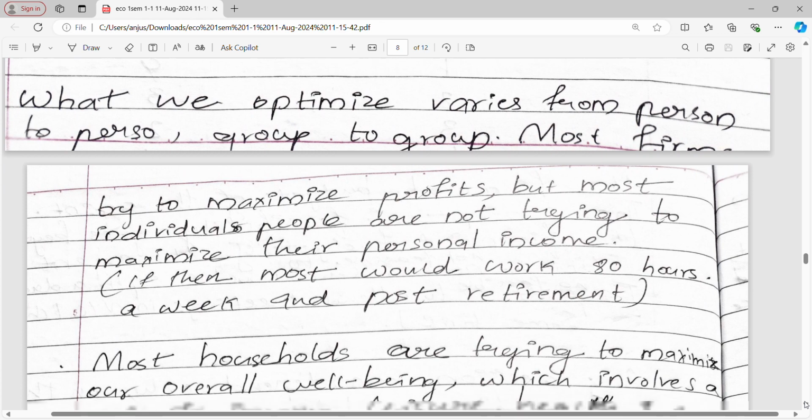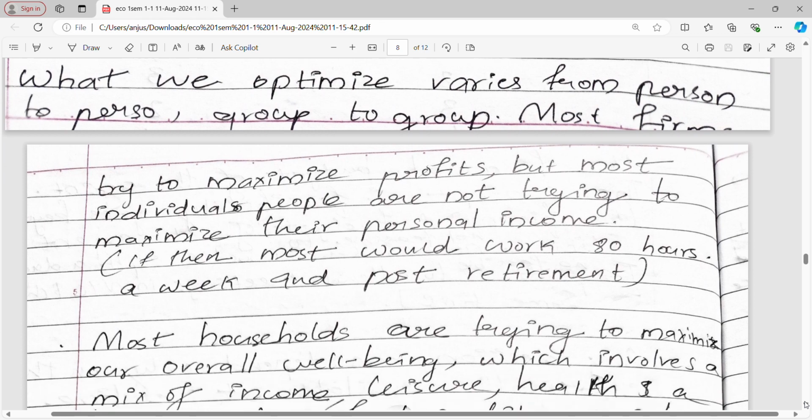What we optimize varies from person to person, group to group. Most firms, speaking of firms, try to maximize profits, but most people are not trying to maximize their personal income. If they were, they might work 80 hours a week, or they would have worked post retirement. Yes, rarely there are some people like that, but it does not apply to the majority.